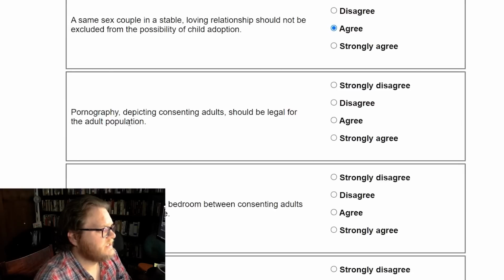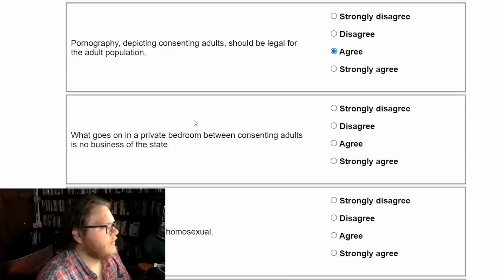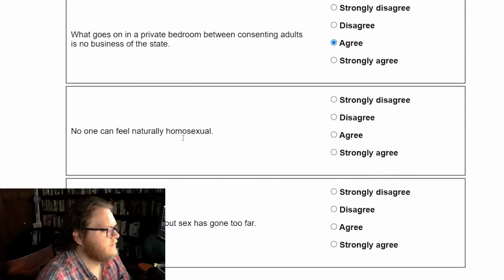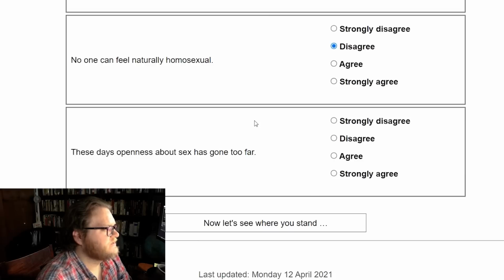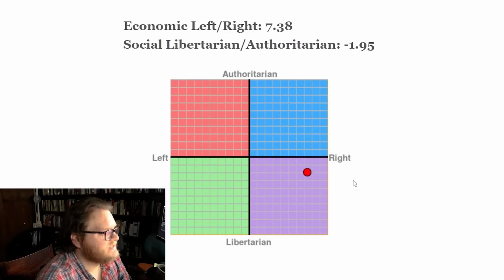Pornography depicting consenting adults should be legal for the adult population. Agree, though once again, I'm going through this page thinking of public policy rather than private morality. What goes on in a private bedroom between consenting adults is no business of the state. Agree. These days, openness about sex has gone too far. Mildly agree. And here is where I stand.